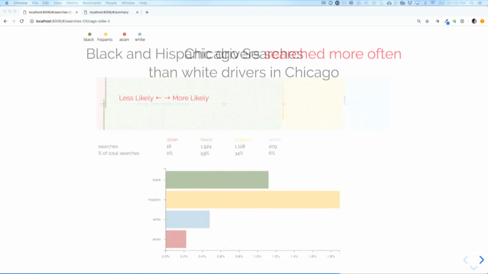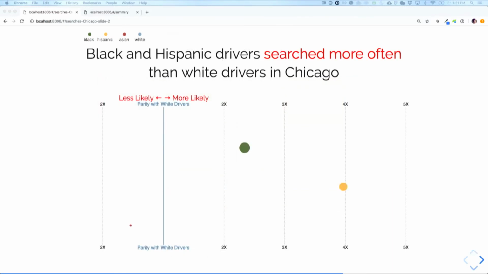So what you can do also is you can put this on a plot to see what everyone in Chicago looks like. So first I'm going to just put Chicago up, and I'll explain what this is showing. If you want to compare, let's say, the Hispanic search rate to the white search rate and put it on a plot, you'll see that Hispanic drivers were searched 4 times more often. So it's at the 4 times line. Black drivers were searched over twice as often.